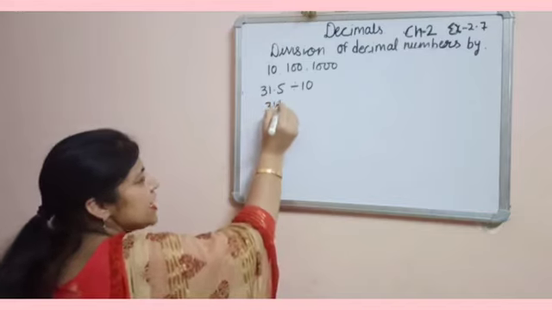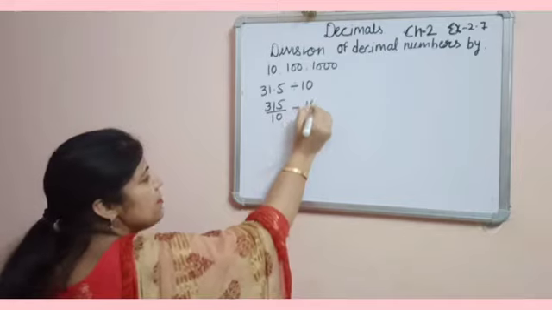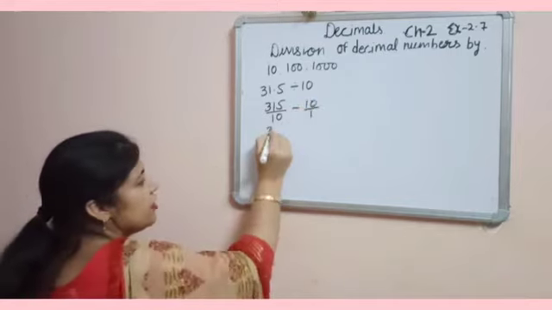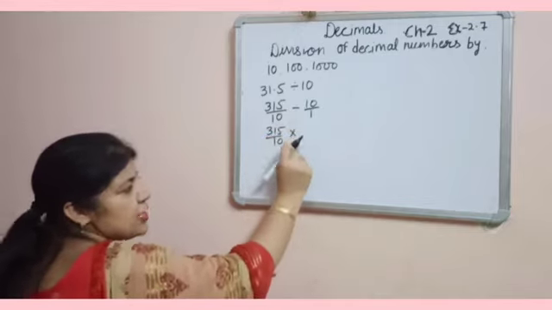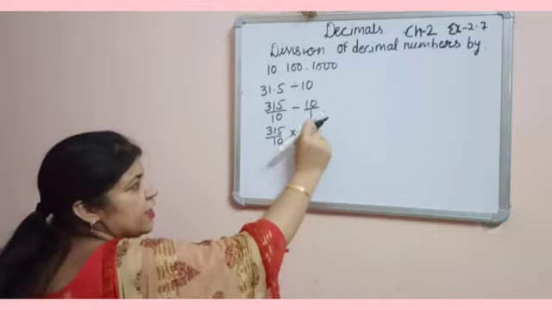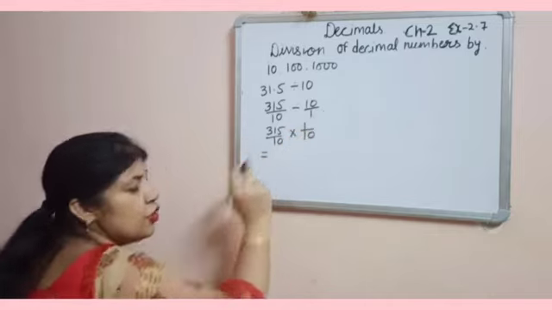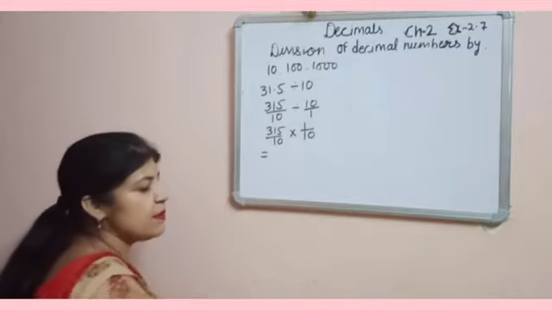First convert the decimal into fraction. Now divided by 10 means divided by 10 upon 1. 315 by 10, multiply. Put the sign of multiplication here and get its reciprocal. It will be 1 by 10. You can cancel them. Numerator and denominator both are divisible by 5.